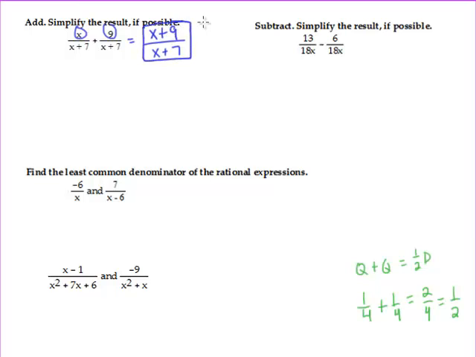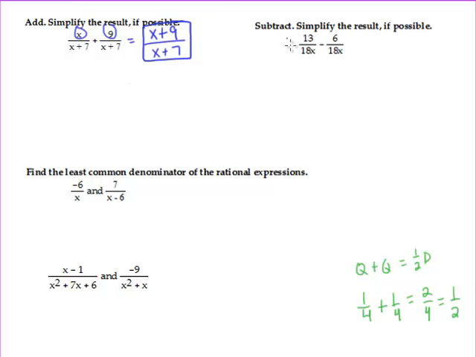We can't simplify that. We can't cancel out the x's. We can't cancel out the numbers. We can't cancel anything out, because in order for us to cancel something out, we have to be able to factor so that things are being multiplied together. We can't cancel through a plus sign.